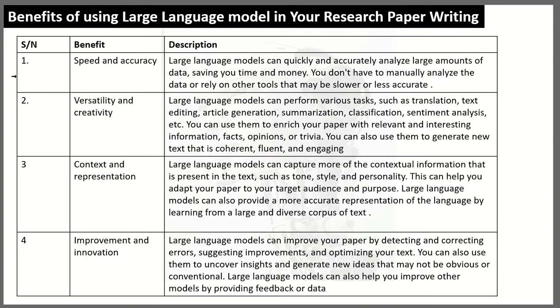Let's proceed. Now, the benefits of using a large language model for a research paper are amazing: speed and accuracy. You are very fast. It's going to give you more speed, unlike going to Google searching for books and the rest of them. And it is versatile and creative. Okay, it goes straight to the point.